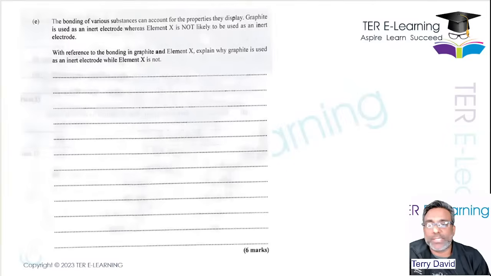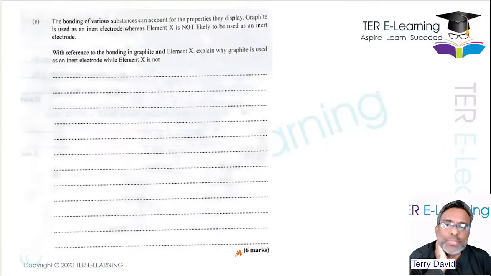All right, let's see. Now this is the only question that could potentially have given you some trouble, and the reason why is because it is 6 marks. So let's read the question carefully. The bonding in various substances account for the properties they display.